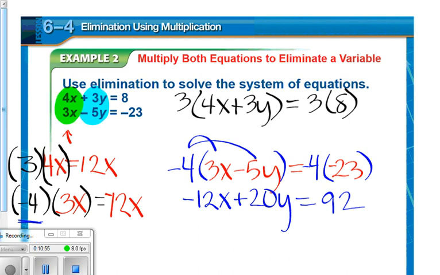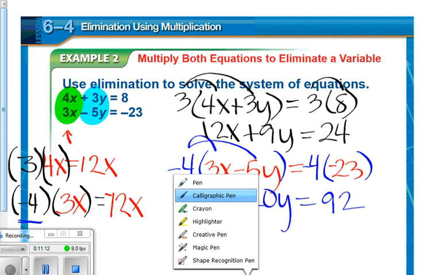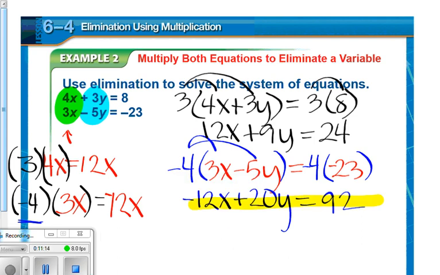Okay, let's do the top one. 3 times 4, 12x. 3 times 3y, 9y. 3 times 8, 24. So what we want to do is we want to take these two equations, right?